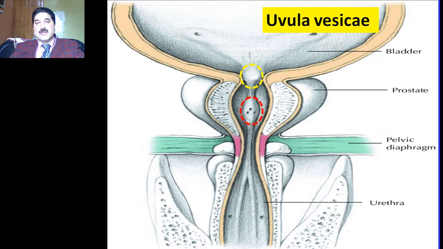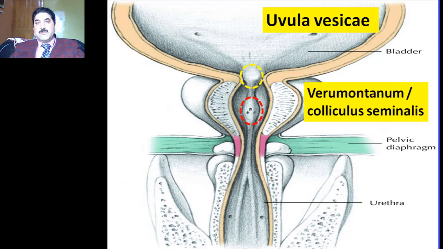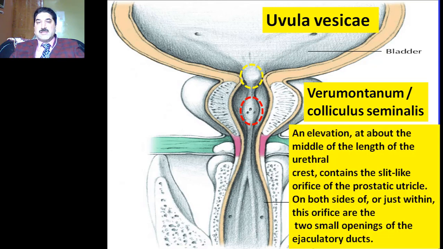Again, this red encircled area represents the verumontanum or colliculus seminalis. Colliculus seminalis is an elevation at the middle of the length of the urethral crest. It contains the slit-like orifice of the prostatic utricle proximally. On both sides of, or just within, this orifice are the two small openings of the ejaculatory ducts.